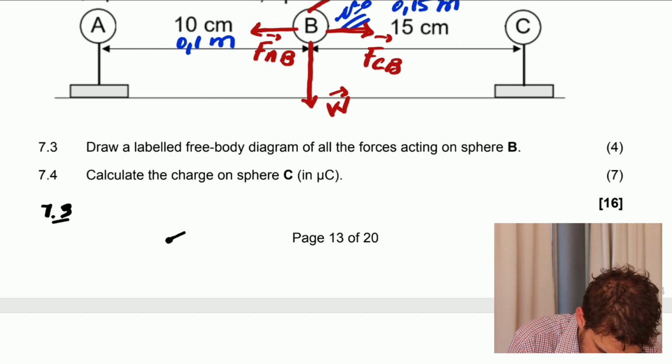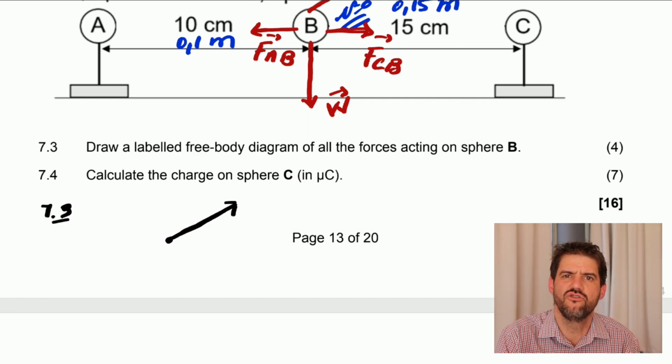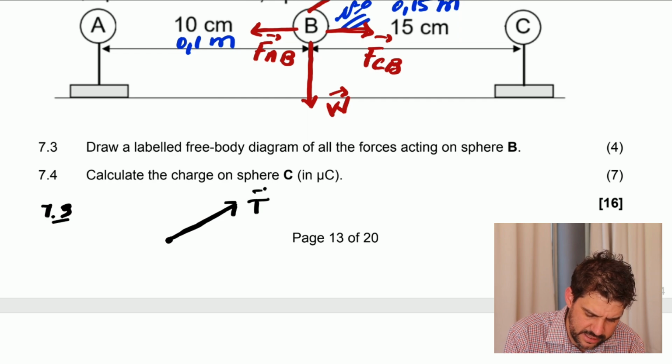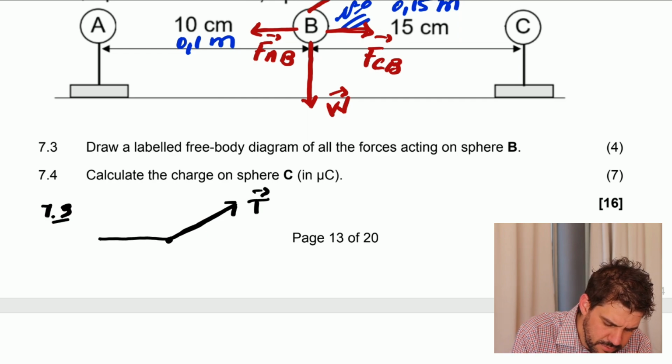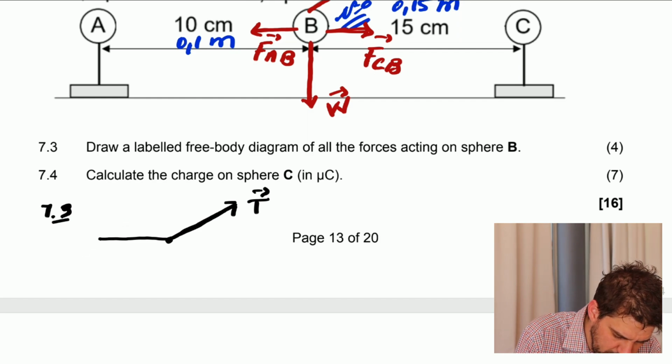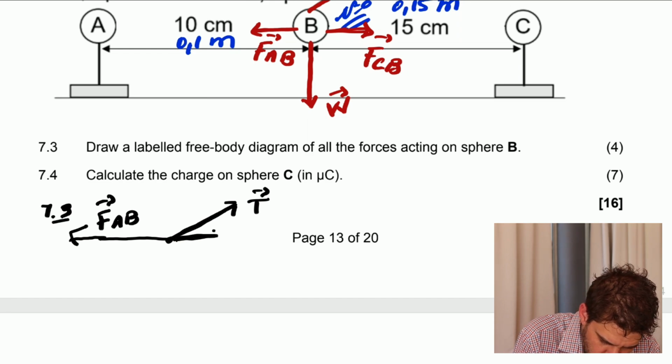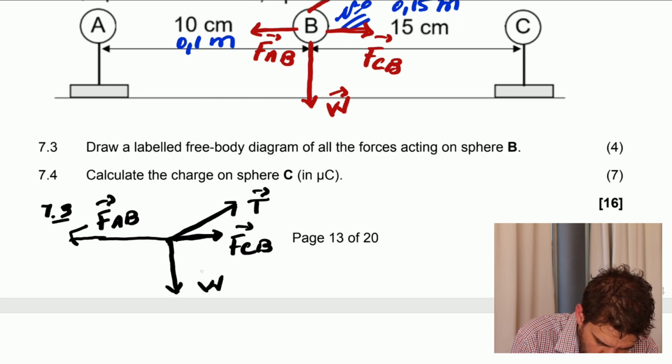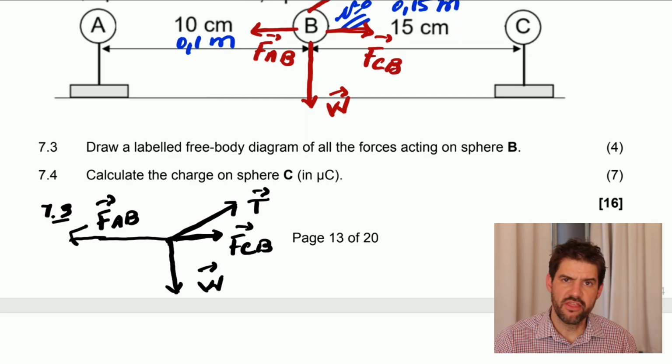So you have here the tension, which is pointing in that direction. It does not have to be to scale, so it doesn't need to be extremely accurate. This is T. We have F, A on B. Let me fix that one there. We have here to the right F, C on B. And finally, we have weight or gravitational force. Normal? There is no normal. For normal to be present, there must be a surface.